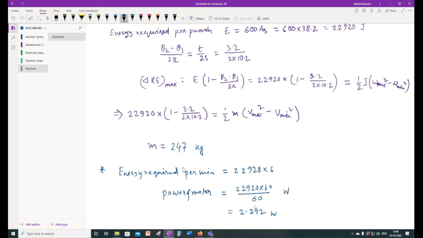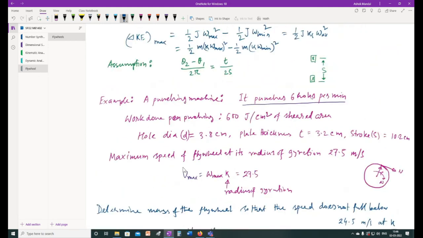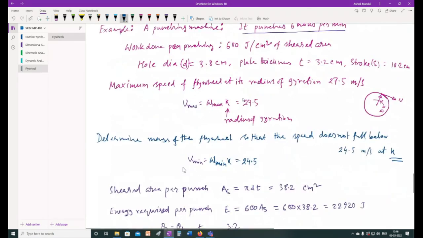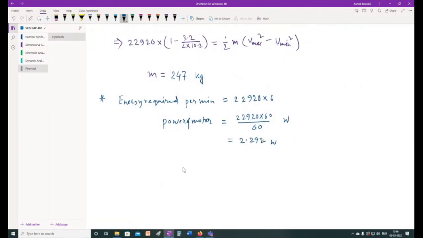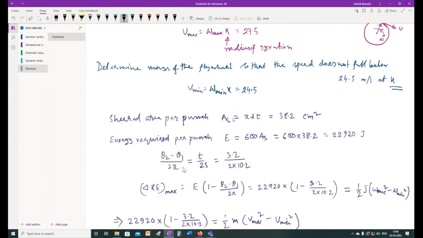So from these calculations, what we get: the requirement is that in a minute we want to punch 6 holes per minute, and punching requires this work done. For maximum speed, you have been given some limitations. Then what is the motor required for this operation? Its power we can calculate from here, and the flywheel. That's all, and we stop this discussion here.